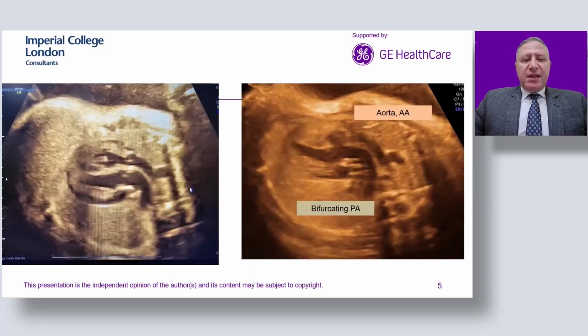Again, on the left-hand side and the right-hand side, you can see that the pulmonary artery is originating from the left ventricle, which is towards the left and starting to bifurcate. And the aortic artery is originating from the right ventricle and starting to form the aortic arch with an area of coarctation. So at that point, the diagnosis was a dextro-TGA or DTGA, with the coarctation of the aorta.